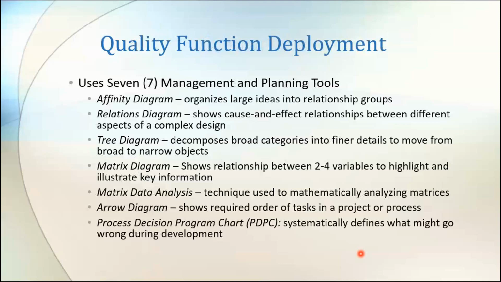So a tree diagram decomposes broad categories into finer details to move from broad to narrow subjects. This is important. Sometimes you hear these called decomposition diagrams, where, for instance, let's say you have a car and you want to decompose it to its finer parts. So within a cognitive systems view, you may go, okay, car, then drivetrain, fuel system, brake system, steering system, and then you start to break them down. We call that a decomposition because it answers how something works.